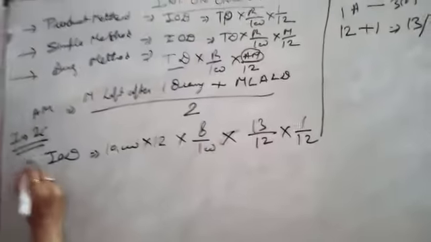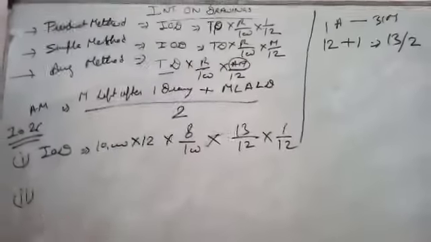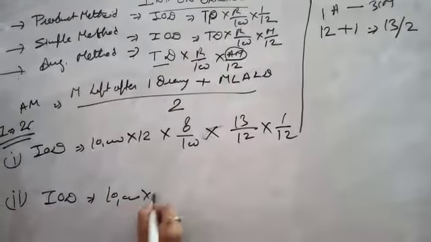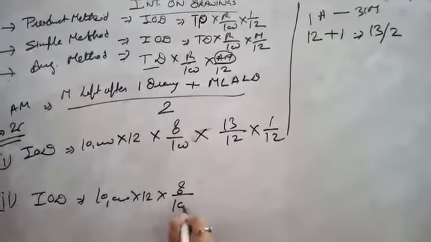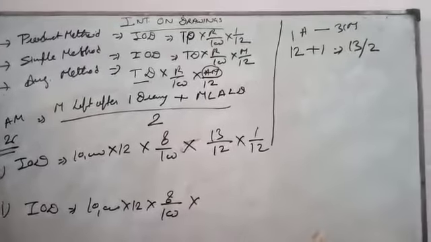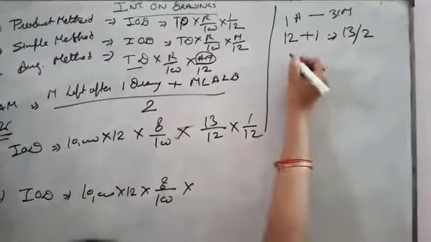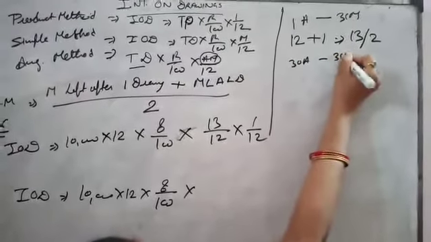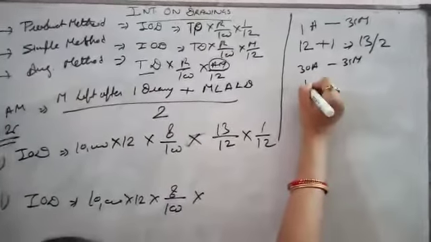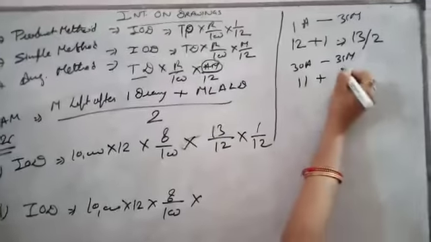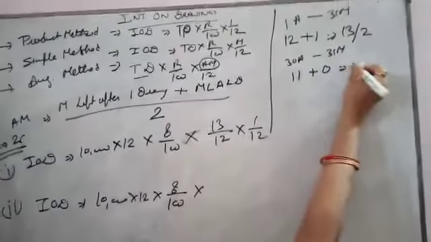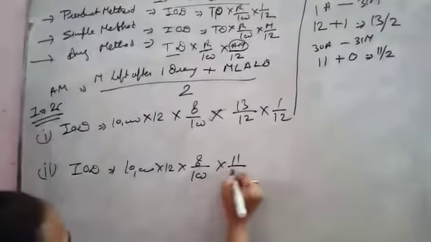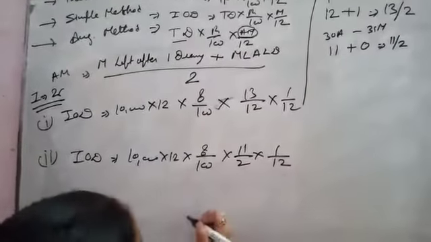Now the second part: B is drawing 10,000 every month at the rate of 8% on the last day of every month. Last day means the first drawing is on 30th April and the last drawing is on 31st March. Then after 30th April there are 11 months and after 31st March there are 0 months, right? So the average month is 11 by 2, right? The formula is 11 by 2 into 1 by 12, okay?